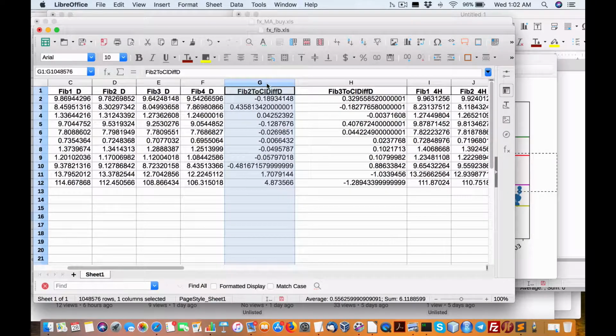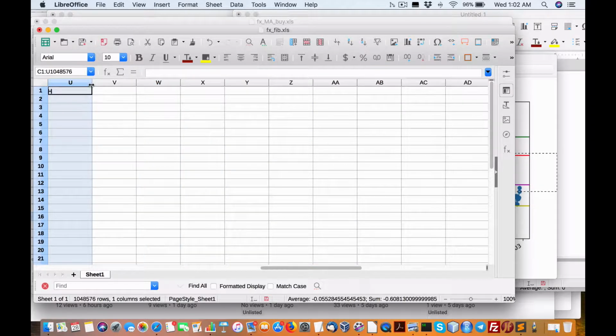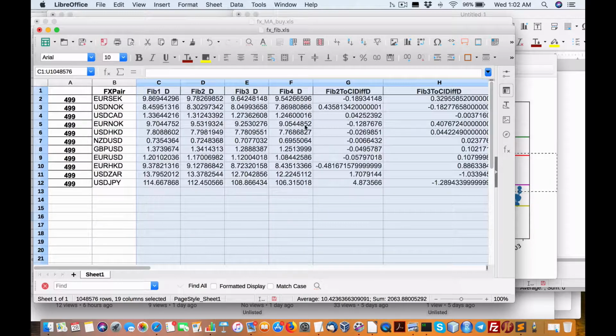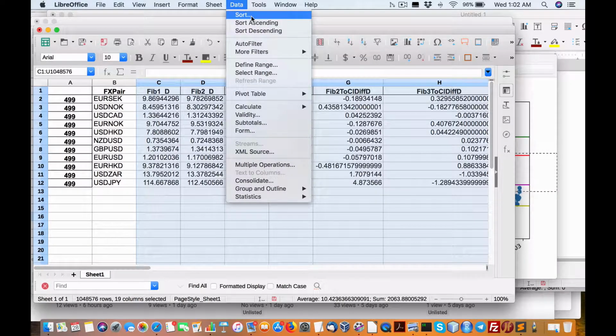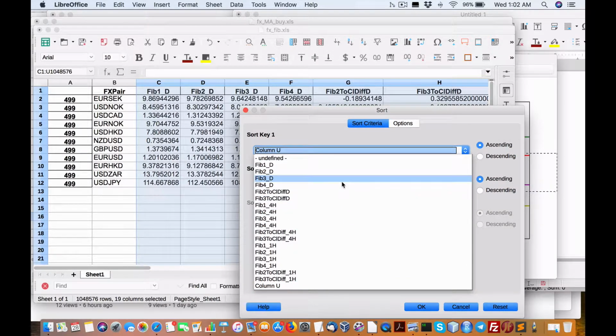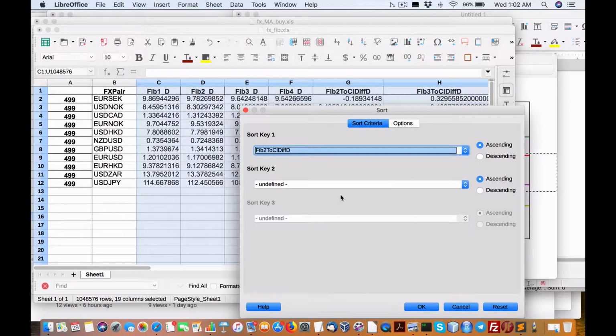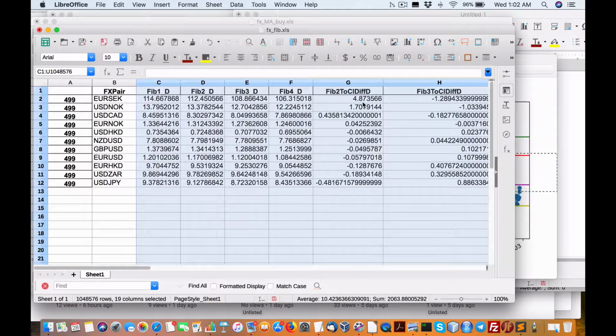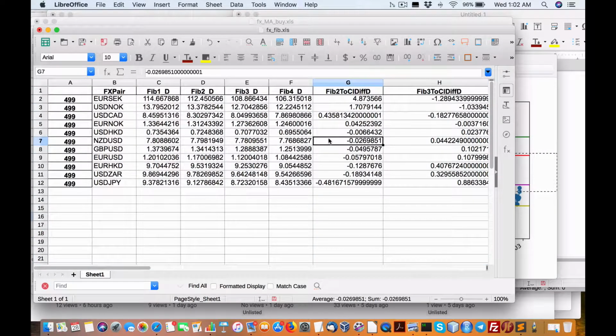Okay, so here we can easily sort these fields or columns. Okay, so we are going to do the first one, column G and column H. So if I just do a sort on column G, so we are doing Fibonacci, this one, let's say, descending. Okay, so we're trying to get the closest one to zero, which could be this one, or this one.